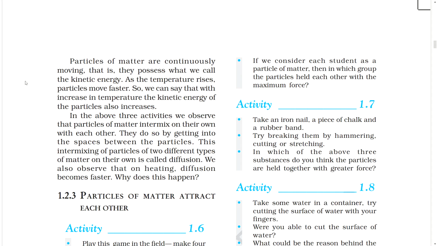In the above three activities, we observe that particles of matter intermix on their own with each other. They do so by getting into the spaces between the particles. This intermixing of particles of two different types of matter on their own is called diffusion. We also observe that on heating, diffusion becomes faster. Why does this happen?